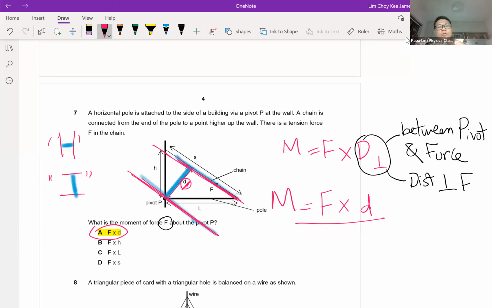But one thing to caution students is that the perpendicular distance may or may not be the physical distance of the beam itself. It may be on the beam itself, or it may not be. For example, in this case, the pole is here, but the perpendicular distance is actually here. So the perpendicular distance in this question is not the physical distance on the pole itself. Take note of the criteria: perpendicular distance has two conditions. These are the two of them, so please take note of it.